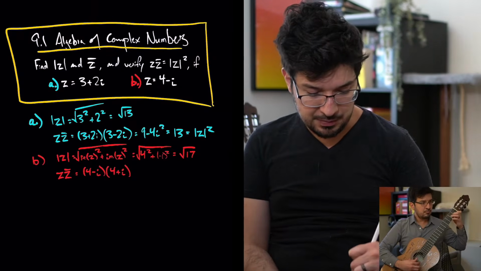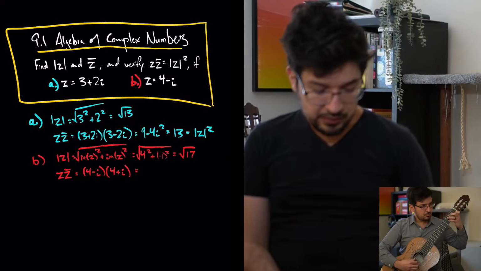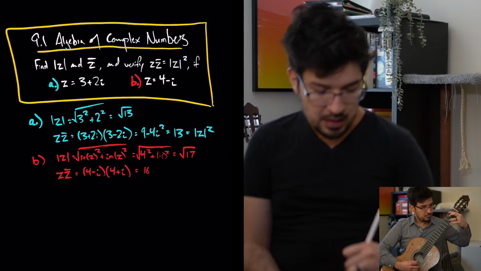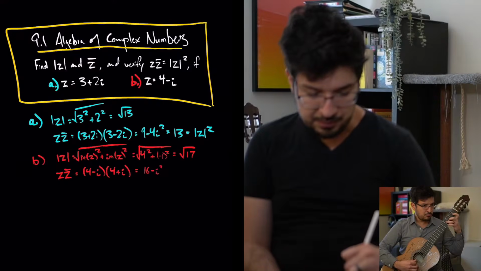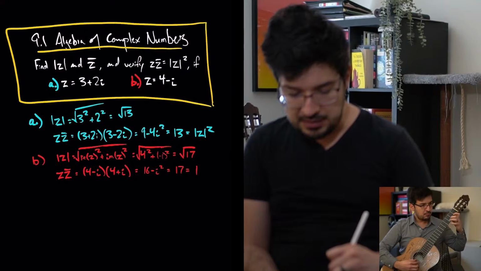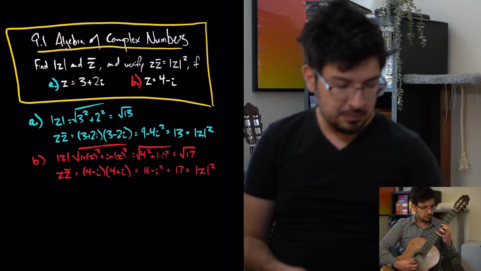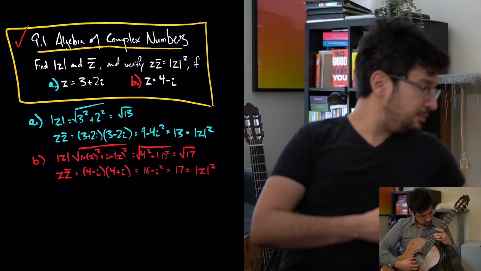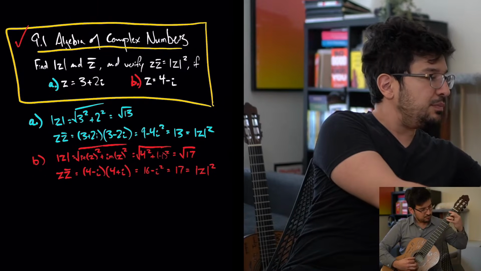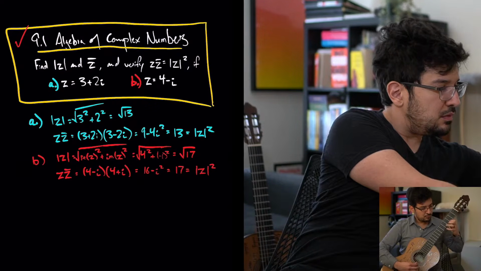Okay, so z bar. So if we multiply these, then we have 16 minus i squared, and that is 17, and that is indeed the magnitude squared. So we're done with that problem. All right, let me cross it out in my book. Done.